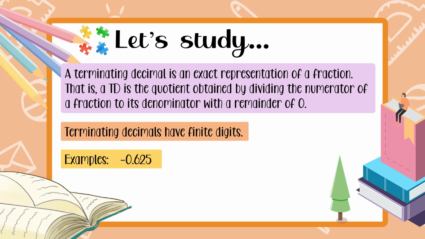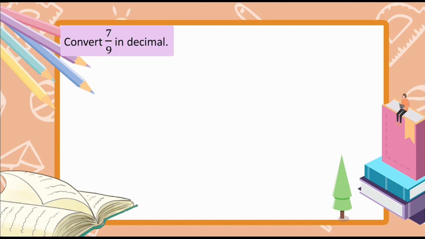And terminating decimals have finite digits. Examples, we have negative 0.625 and 8.575. So, as you can see, these decimals have finite digits. Natatapos yung digits niya. Sakto lang. Let us convert 7 over 9 in decimal. So, again, ang kailangan lang natin is to divide the two numbers. So, this will become 7 divided by 9. So, si 9 yung nasa labas, si 7 sa loob.